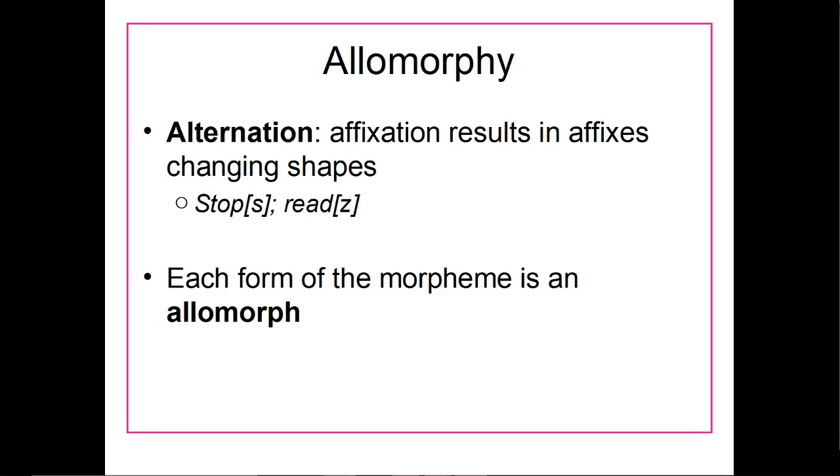So allomorphy is when there are two affixes in a certain situation in a language that change shape based on the environment. So we have the s at the end of stops, and we have the z at the end of reads. So the s is there because it's preceded by a voiceless consonant. The z is there because it's preceded by a voiced consonant. So this is what's called an alternation, where the affix has changed its form based on what word it's attaching to. So each form of this morpheme, or this smallest bit of meaning, is an allomorph.